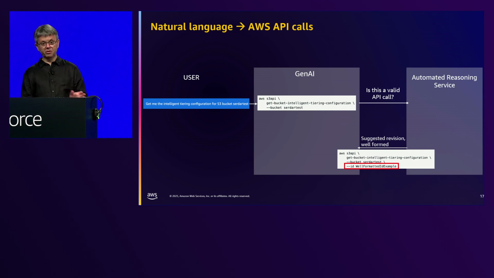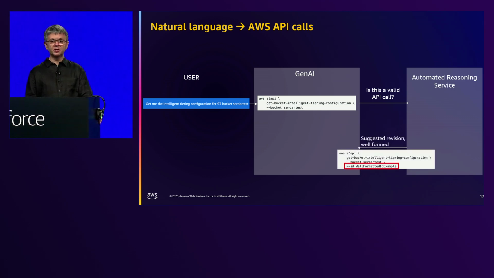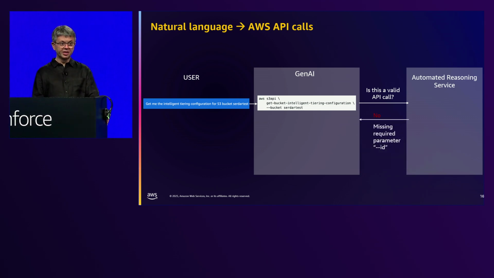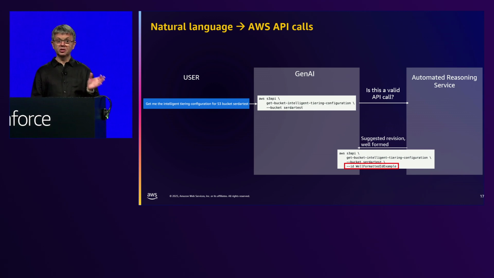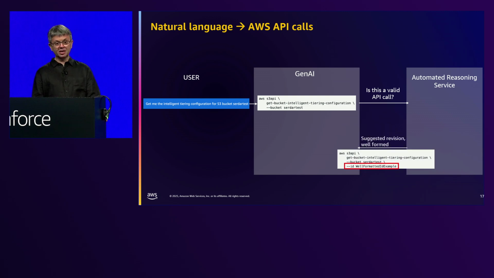gets a call from Q asking, is this a secure API call? In this simple example, the automated reasoning service says, well, no, actually, it's missing a required parameter called ID. Intelligent tiering configurations have names for different configurations, and in this command, you have to ask for it by name. So the tool will say, no, it's missing a required parameter. But it won't just act as a simple guardrail. It will say, oh, by the way, here's a suggested revision. And it will fill in the missing required parameter for you and the well-formed value for it.